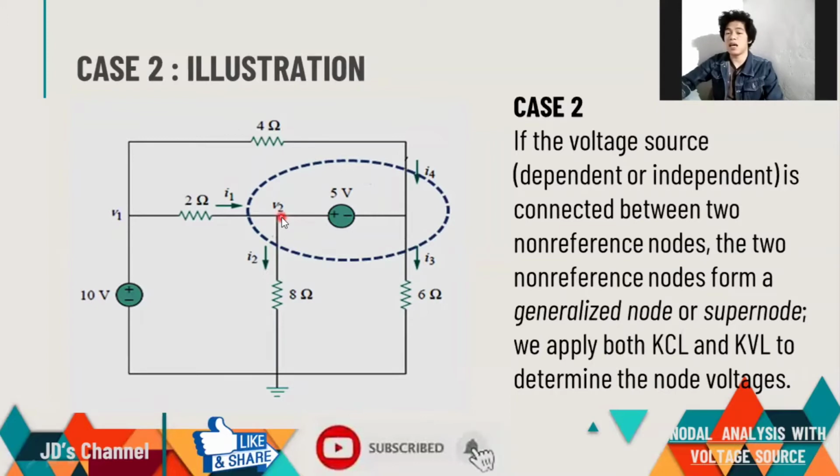Okay, those are the non-reference nodes wherein the independent voltage source is connected, or maybe if you encounter a problem that has a dependent voltage source yung nakalagay dito. So, ganun din, same din naman po ang procedure. The two non-reference nodes form a generalized node or the supernode. So, we apply both KCL and KVL to determine the node voltages.